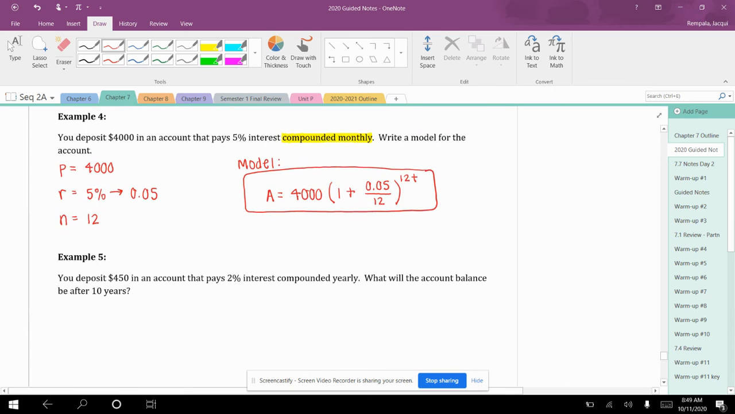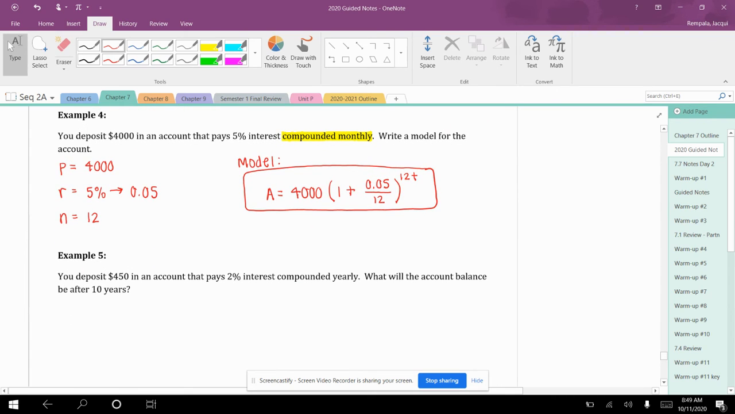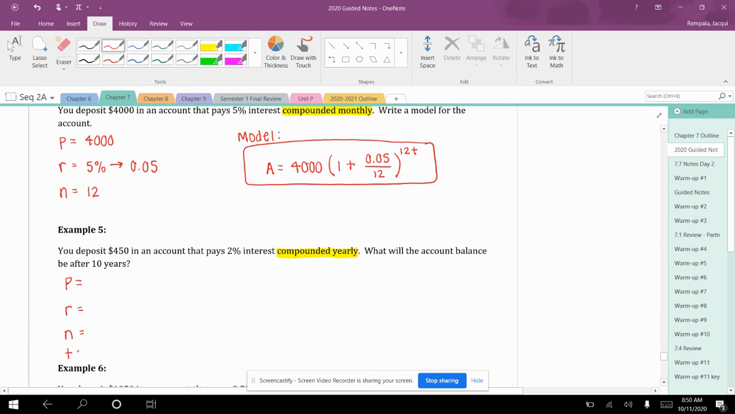Okay. If we take a look at this example, it says you deposit $450 in an account that pays 2% interest compounded yearly. What will the account balance be after 10 years? So we're compounding, and that's why we're using the compound formula, and we're doing it yearly. So that's the same thing as annually. So we'll talk about what that's going to represent in a second. So we need the P, we need the R, we need the N, and this time since we're solving, we also need the T. So we're talking about $450. That's my initial amount. We've got 2%. As a decimal, we are going to divide by 100 or move the decimal 2 places to the left.